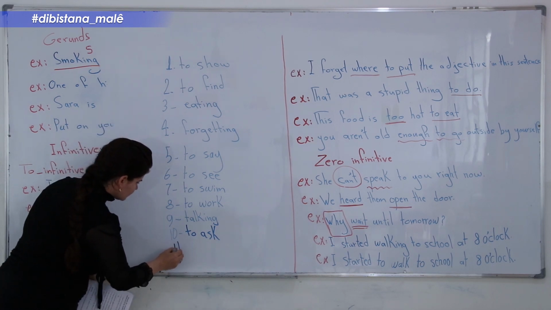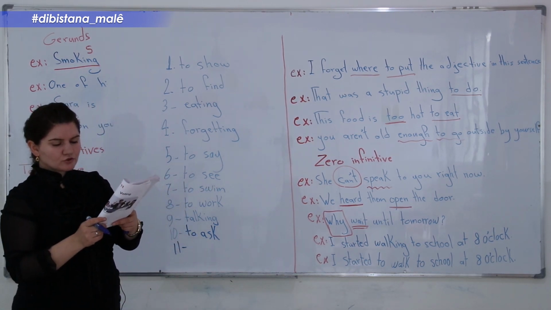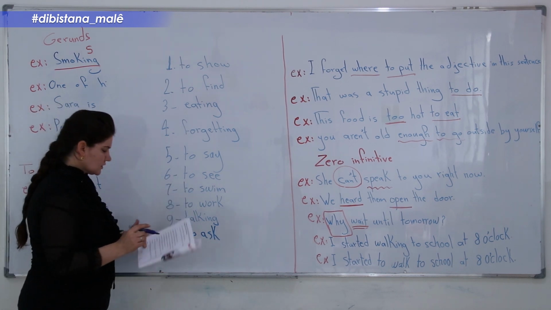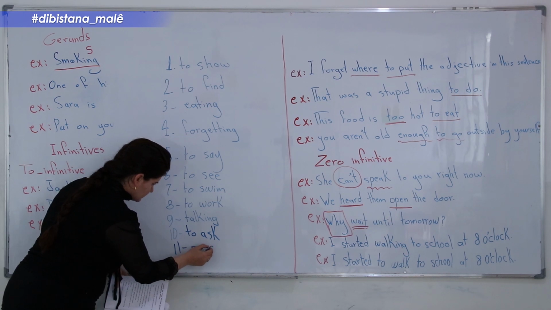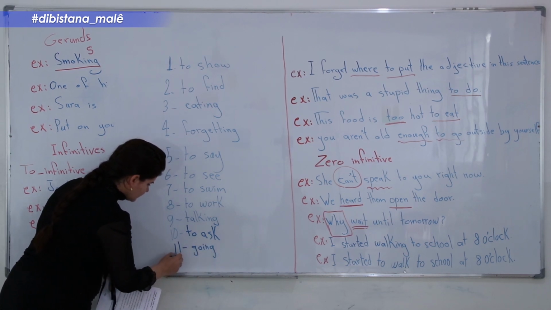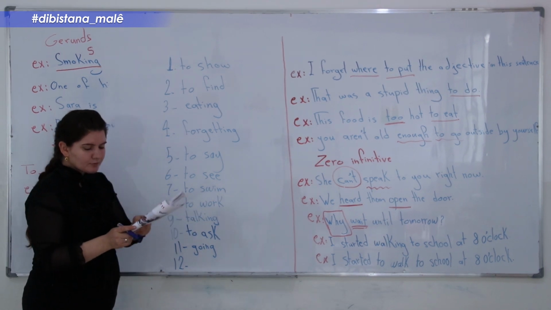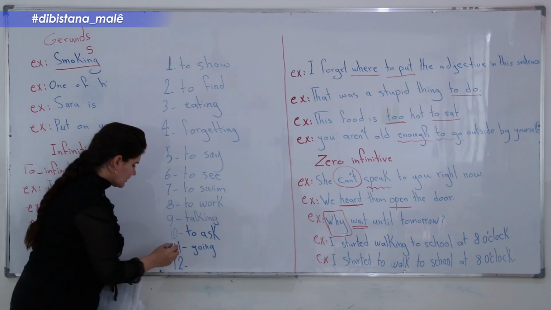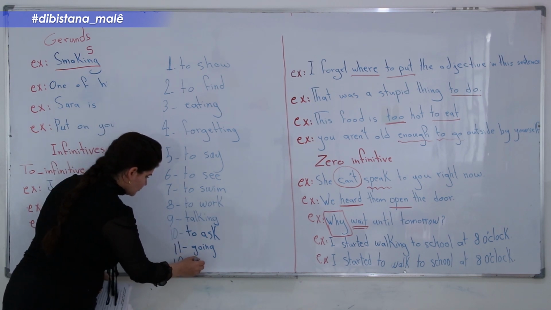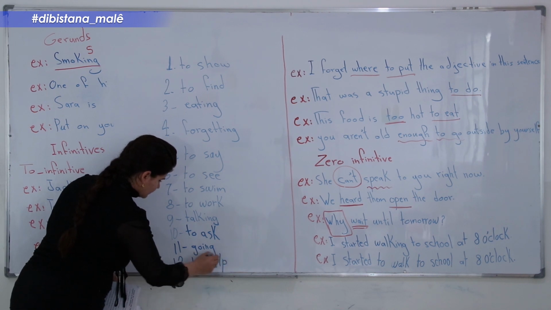Number 11: they concerned to go or going to Kobani for the weekend. Going. Number 12, and the last one: we offered to help or helping the elderly woman with her bags. To help.